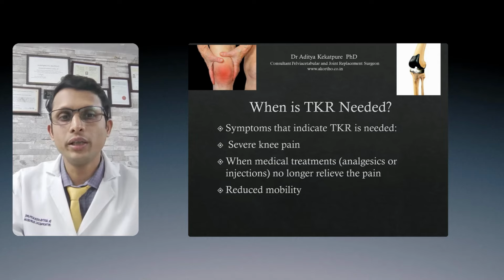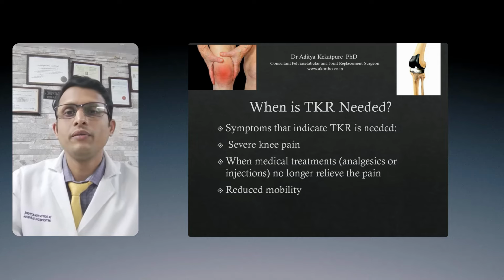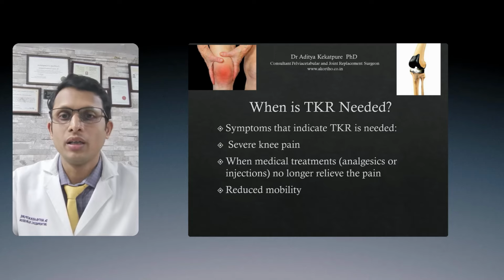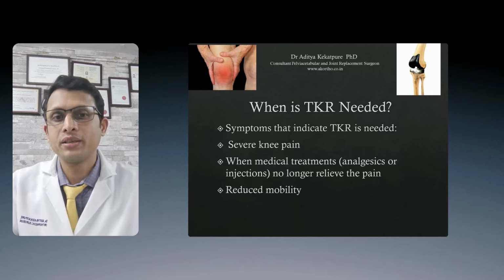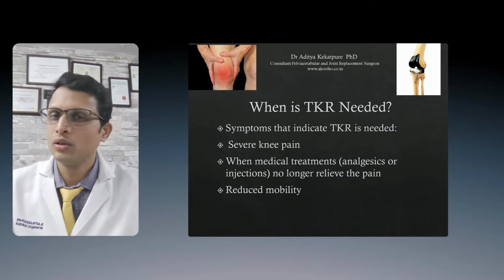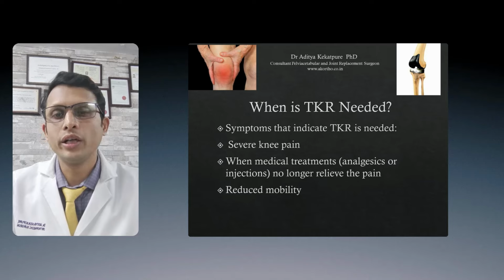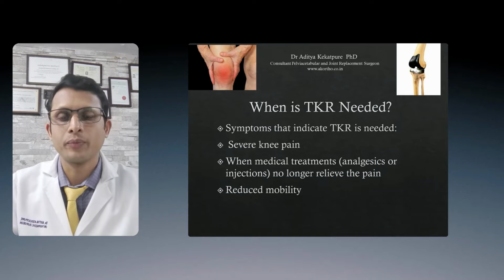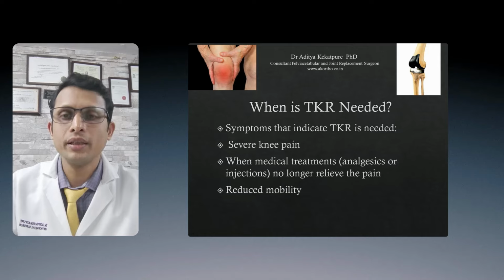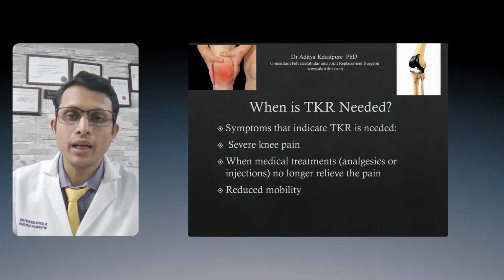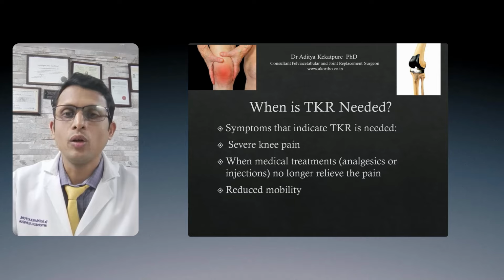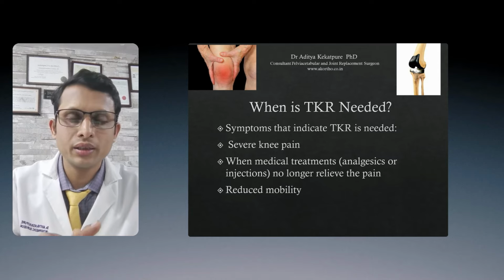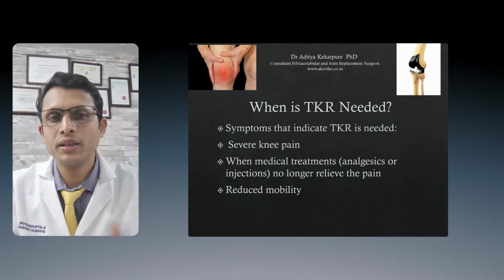So when do we require a total knee replacement? Whenever the patient has severe knee pain on doing normal activities like walking and daily activities. No orthopedic surgeon will directly recommend surgery unless you are in a very advanced stage of knee osteoarthritis. Initially, everyone recommends medical treatment that includes some painkillers, intra-articular injections, and along with that, physiotherapy. We do this for 6 to 8 weeks and we see how much improvement there is in your pain.